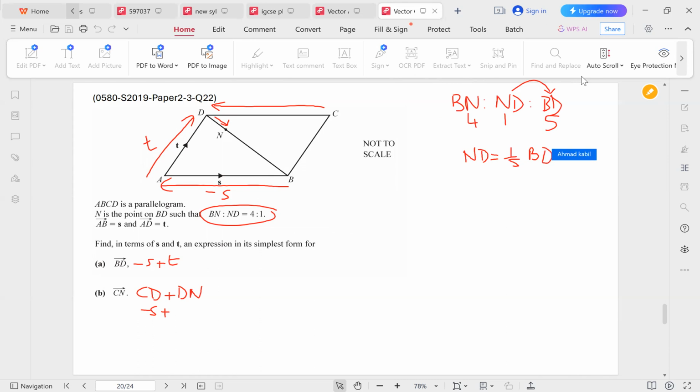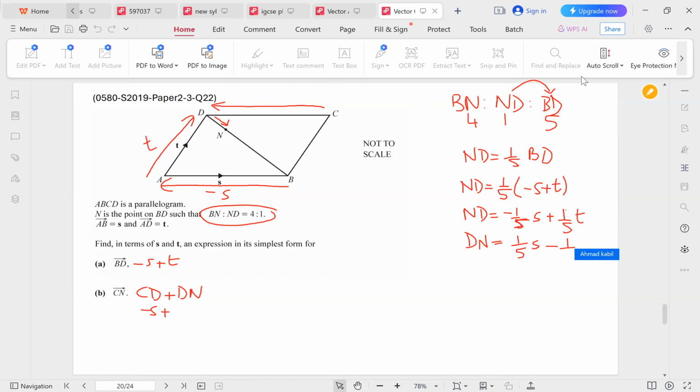So therefore, ND equals 1 over 5 times negative S plus T, which we already obtained in question A. So therefore, ND equals negative 1 over 5 S plus 1 over 5 T. We are interested in DN, so let's just negate the values. This would be 1 over 5 S minus 1 over 5 T.